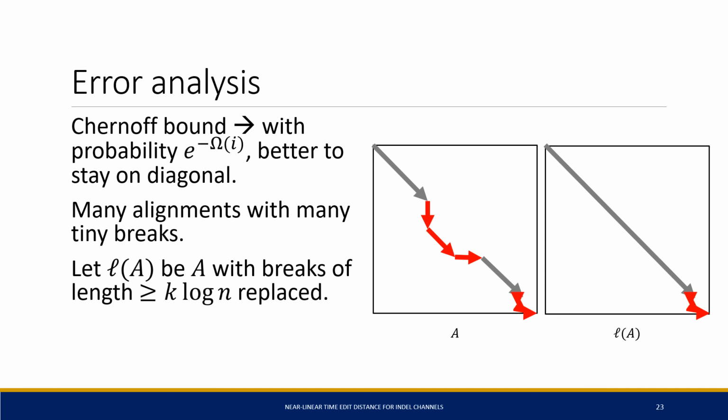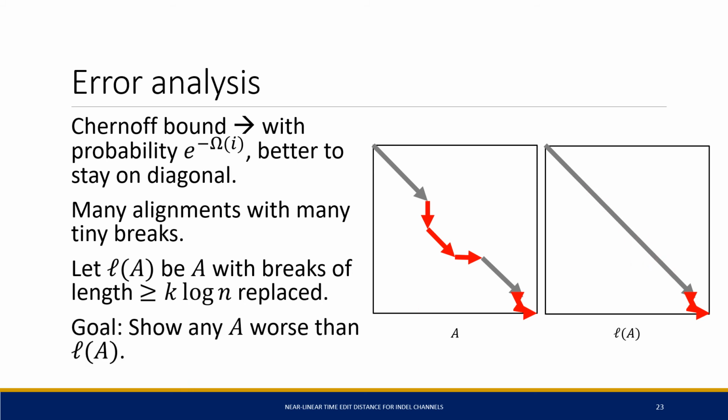So to do this, let me just introduce some notation at first, and then I'll explain later why this notation is useful for this argument. So given any path A, let me define L of A to be the same path, except we take all breaks of total length at least k log n and replace them with the diagonal. So here A has this long break, and when I apply L to A, I get the same path, but with this break replaced with a diagonal.